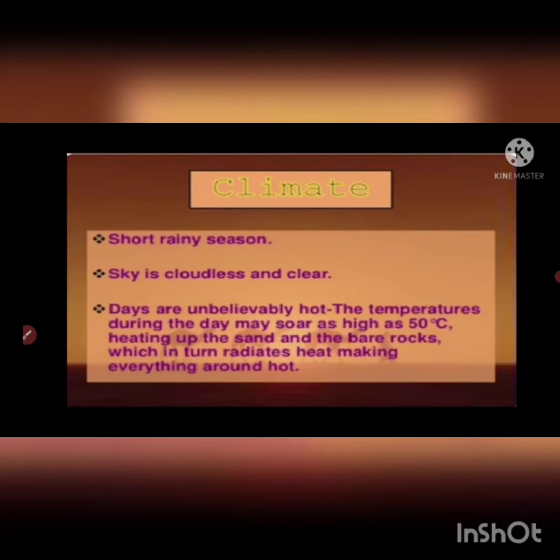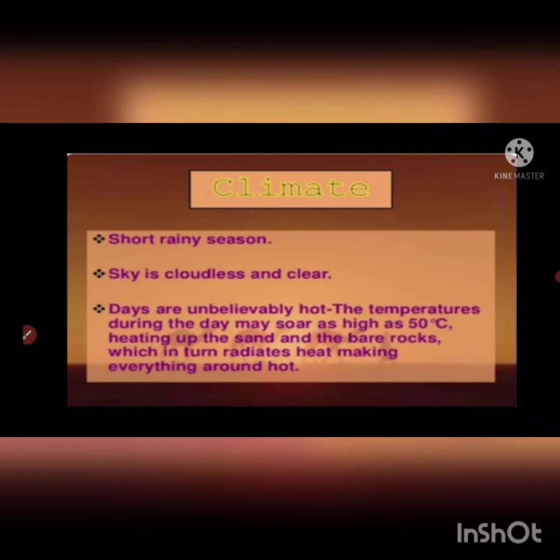Days are unbelievably hot. It is so scorching hot that people cannot survive in that heat. The temperature during the day may soar as high as 50 degrees Celsius, with radiant heat making everything hot. The heat makes the sand so hot that people cannot walk there barefoot, because the scorching heat makes people unable to survive the climate in the Sahara Desert, as the climate is extremely scorching hot and dry.